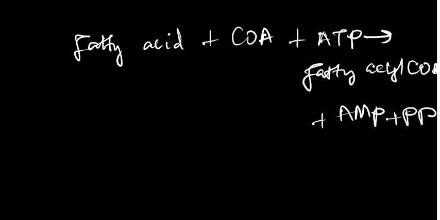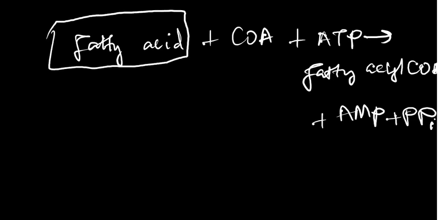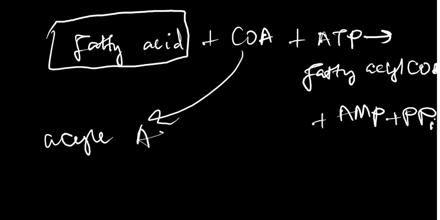plus pyrophosphate. Okay, so the first thing is that the fatty acid is added to CoA, and the enzyme that aids this is acyl-CoA synthetase. Okay, that's the enzyme. So this is reaction 1.